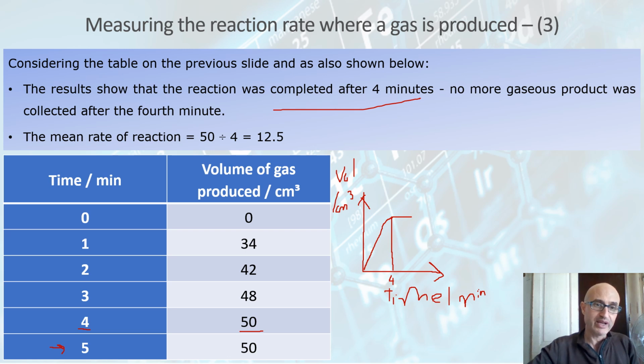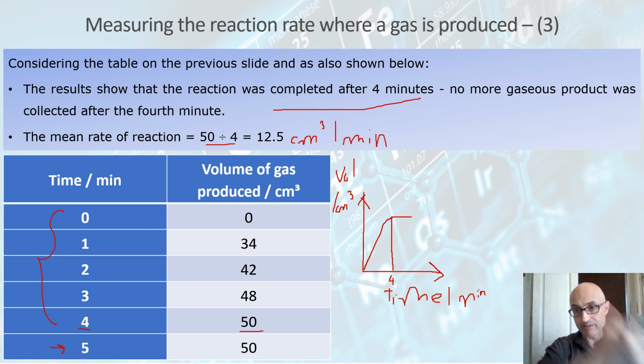So if we had to measure the average rate of production of carbon dioxide gas over 4 minutes, I would have to use this basic calculation. I would simply divide the 50 centimeters cubed, or the 50 mils of carbon dioxide generated, by 4. That would give us an overall rate of production of gas of 12.5 centimeters cubed per minute, but it's an average over the complete period of the 4 minutes.